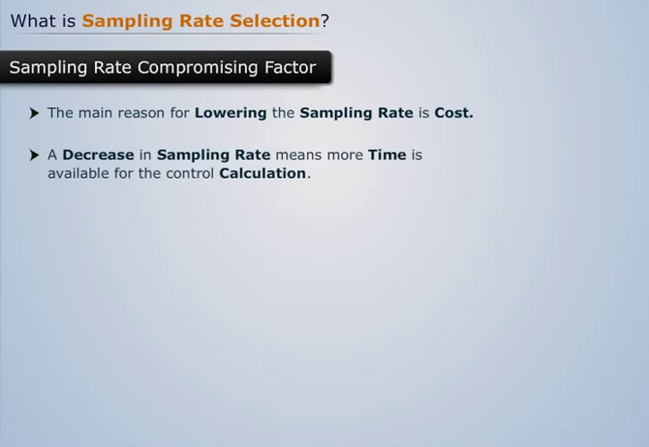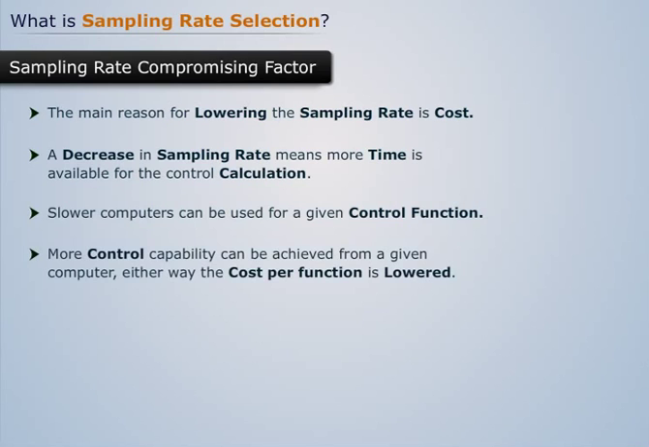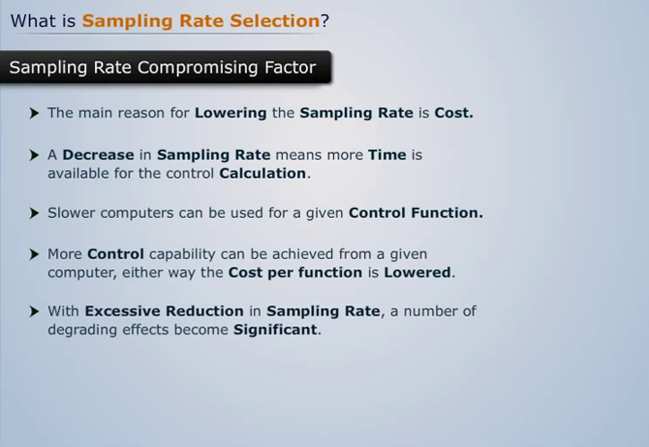A decrease in sampling rate means more time is available for the control calculation. Hence, slower computers can be used for a given control function, or more control capability can be achieved from a given computer. Either way, the cost per function is lowered. With excessive reduction in sampling rate, a number of degrading effects become significant.